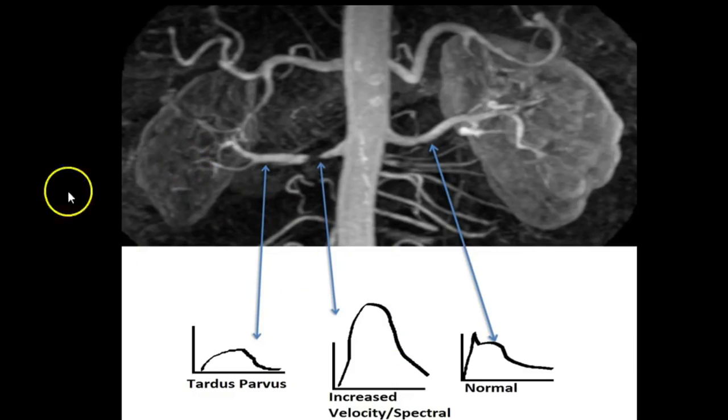And then if you scan at the hilum, you're going to have a tardus parvus waveform. Tardus parvus just means that there's increased acceleration time. So instead of having a nice sharp upstroke, you have a delayed upstroke. Okay, so tardus parvus is seen post-stenotically. It is diagnostic of a stenosis proximal to wherever you're getting the tardus parvus flow.